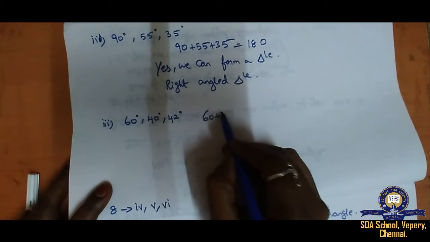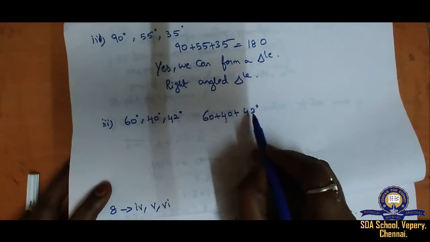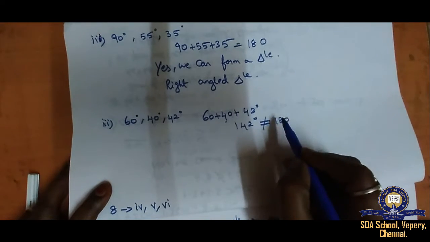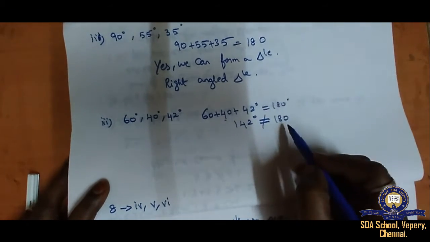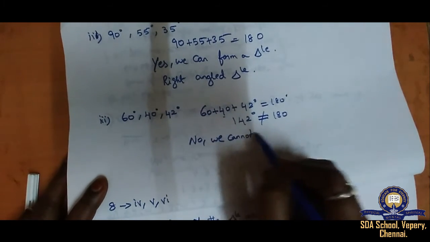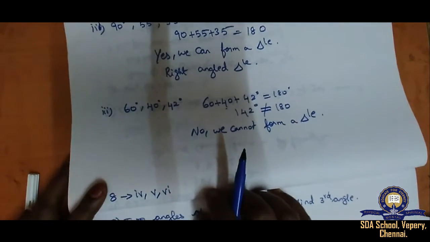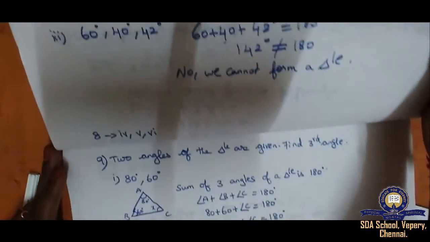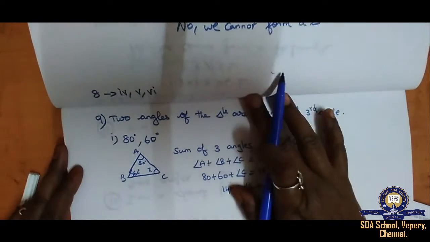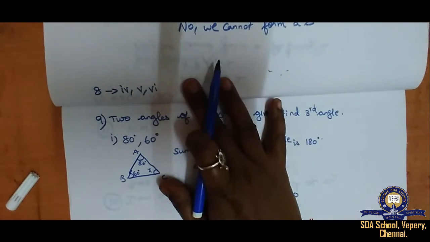60, 42 and 40. See, 60 plus 40, 100. 100 plus 42, 142. So it is not equal to 180 degrees. Then no, we cannot form a triangle. Clear? If it is yes only, we should name what type of angled triangle it is. If it is no, we should not write any type of angle.